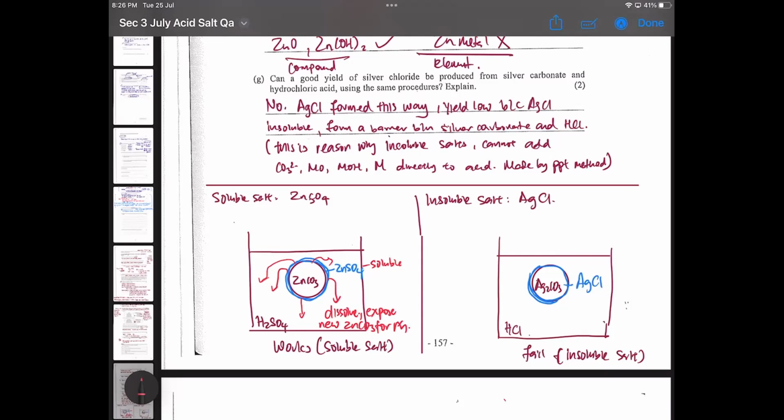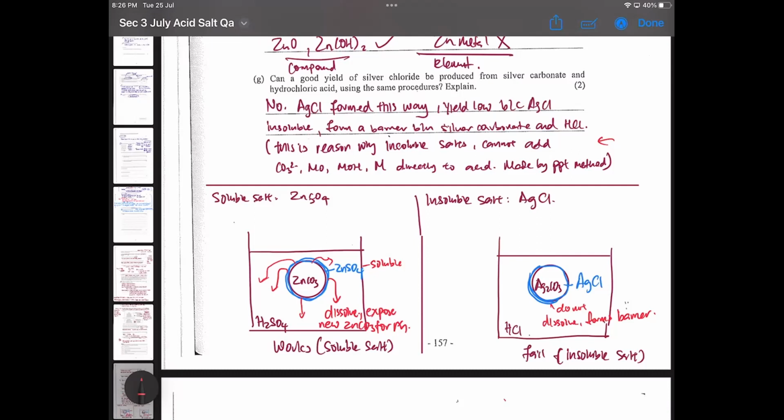But the difference is that this silver chloride is insoluble, so it does not dissolve. Instead, it forms a barrier, like what we talked about here. When it forms a barrier, definitely you're not getting a good amount of salt, because the reaction between the silver carbonate and the acid will stop. You only get that first layer that was made, and then it stays there forever. Whereas for soluble salt, the first layer was made, the first layer dissolved, the second layer made, the second layer dissolved, and it keeps peeling off like an onion, from a big onion to a small onion, as the zinc carbonate reacts. But for the silver carbonate, because it's insoluble, you just wrap it around.